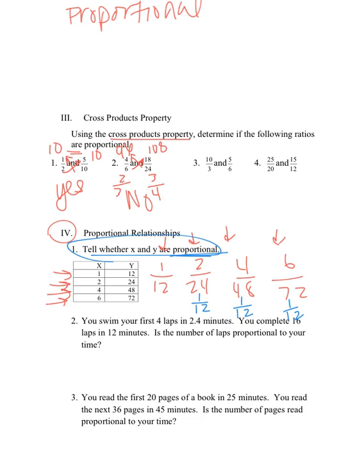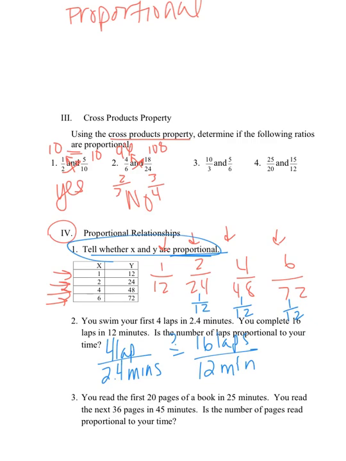So in real life, where does this happen? I gave you the example before about paying an amount of money, like $1 for 2 apples versus $5 for 10 apples, and yes, those would be proportional. You can also look at it like swimming. If you're swimming 4 laps in 2.4 minutes, are you swimming the same amount if you complete 16 laps in 12 minutes? So when we look at a proportion, we're going to look at the two ratios and see, are they equivalent to one another?